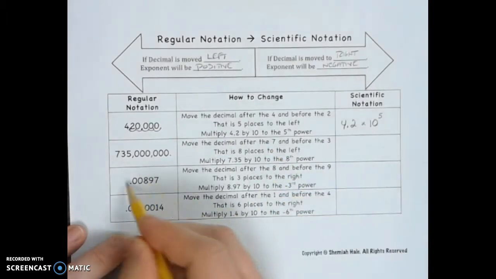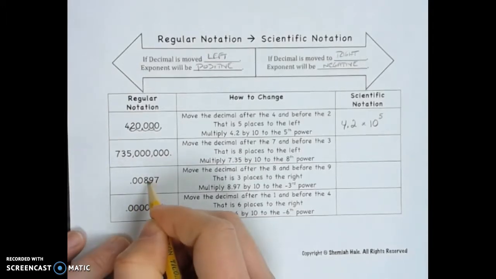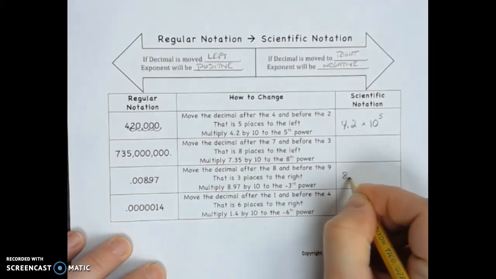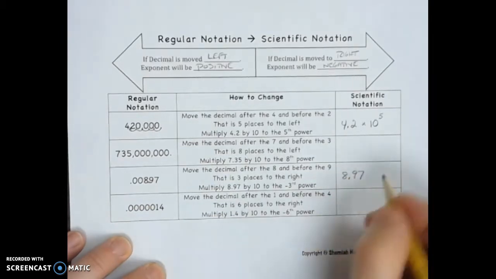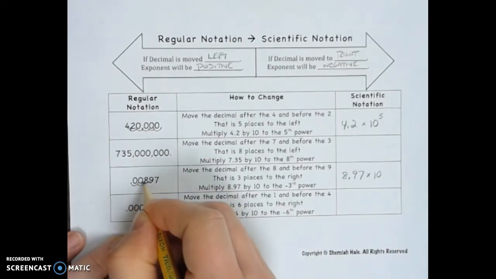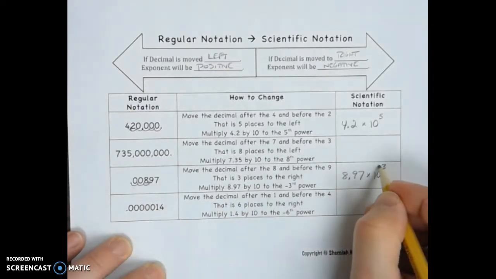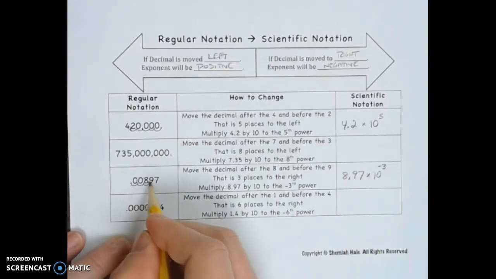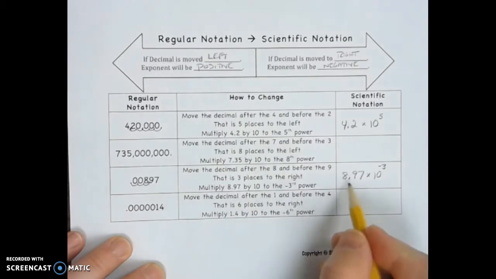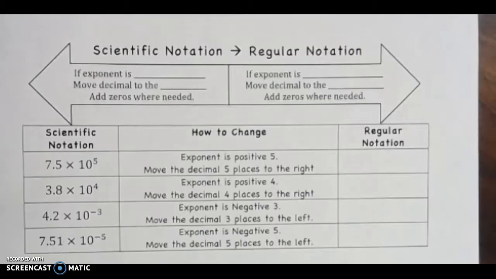Okay, I'm going to compare that to this example down here. All right, again, I've got to try to create a number that's between 1 and 10, so my decimal point's going to have to go right here, so that my first factor is 8.97. Times 10 to what power? Well, I moved it 1, 2, 3 times. But my 3 in this case is going to have to be a negative because I moved it to the right 3 times. So I get 8.97 times 10 to the negative third power.